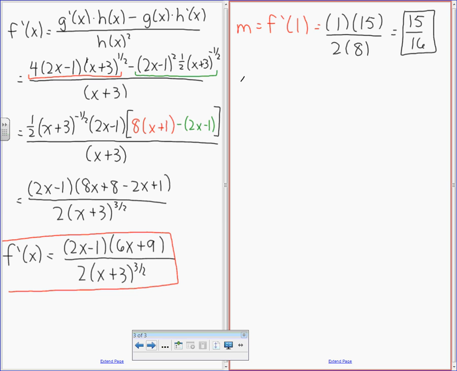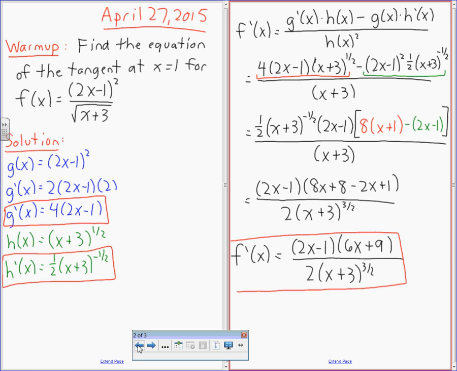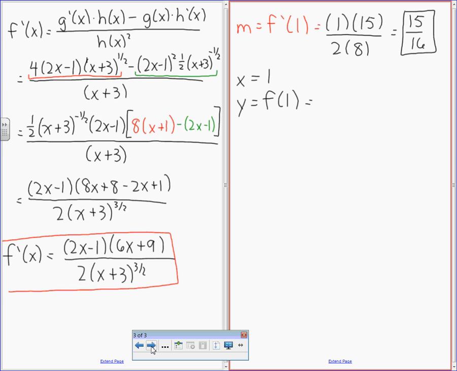We're going to say that x is equal to 1 because that was given, and y is going to equal f of 1. My original equation was this right here. So f of 1 is going to be 2 times 1 minus 1 is 1, and the square root of 4 is going to be 2. So f of 1 is going to be 1/2.